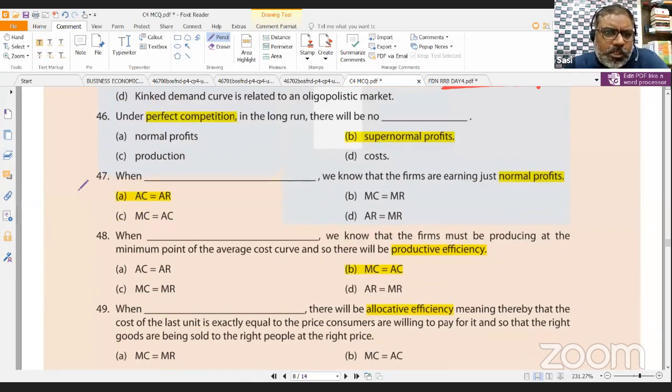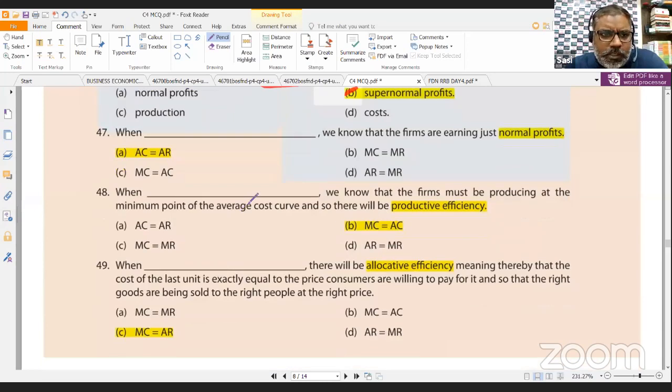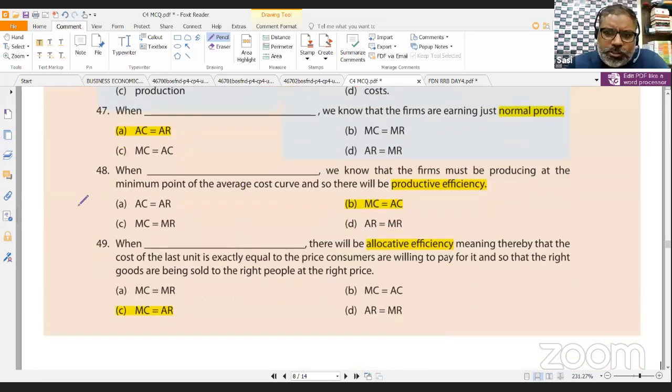Then the 46th question: under perfect competition, in the long run, there will be no supernormal profits. So B is the correct answer, Bengaluru. In the long run, no firm can get supernormal profits under perfect competition. That is the 46th question. Now the 47th question.